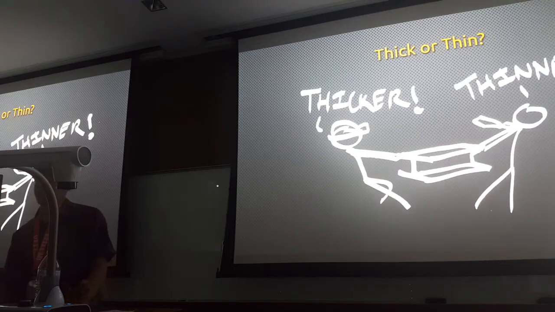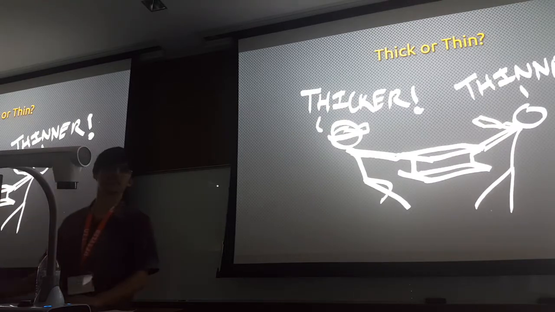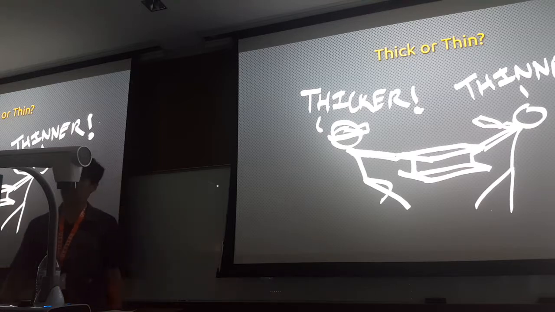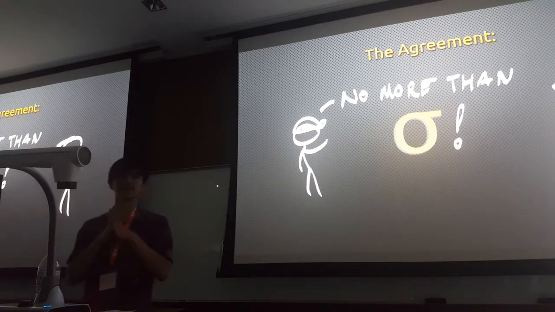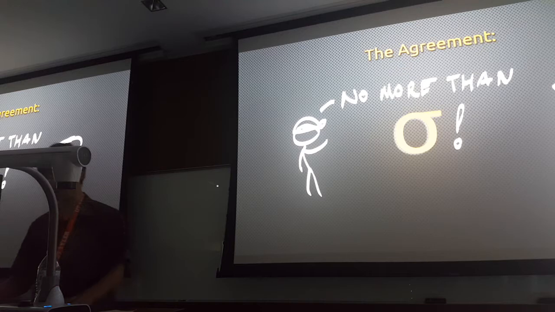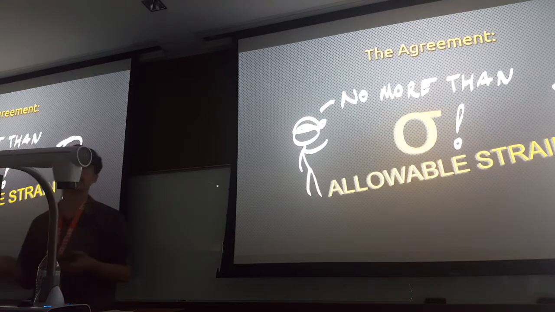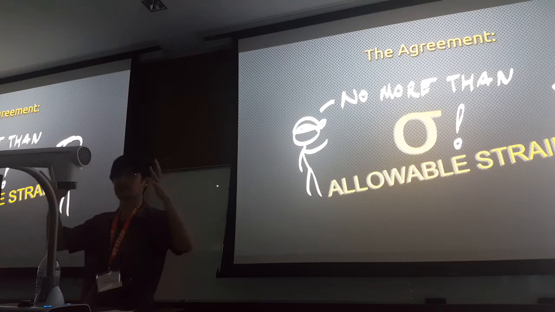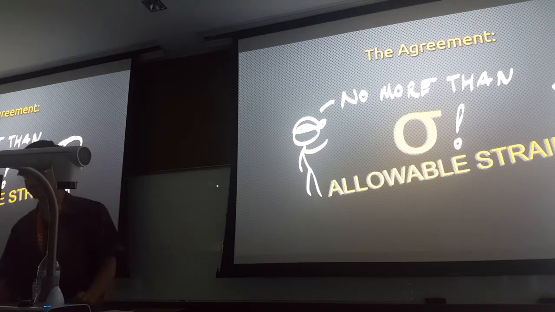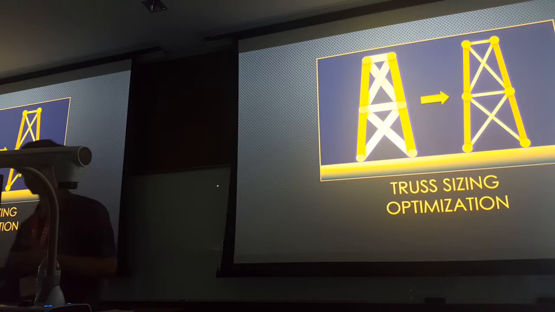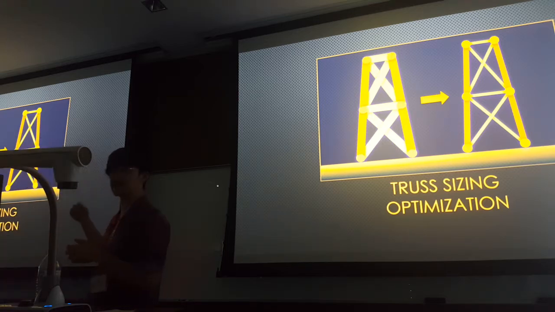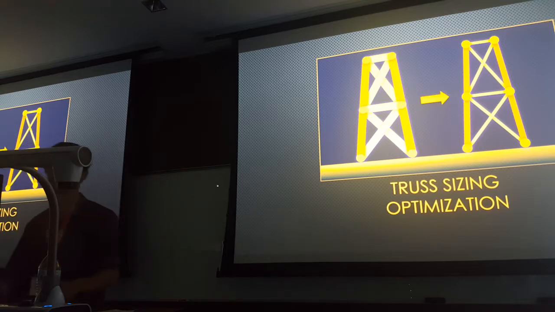So you can view this problem as a dispute between a construction worker and a businessman. The businessman wants cheaper beams, and the construction worker just doesn't want the thing falling over. So they reach an agreement by setting various constraints, like an allowable strain, or amount to which the beams can compress or stretch. And what we're doing here is called truss sizing optimization. We're taking a tower and resizing each of its beams to make it as light and cheap as possible without sacrificing structural integrity.